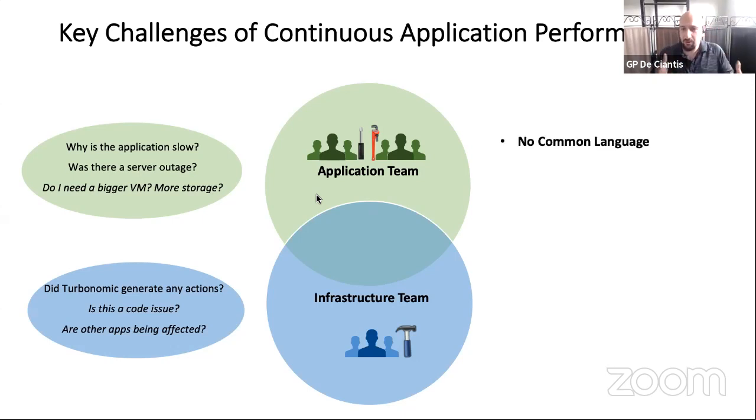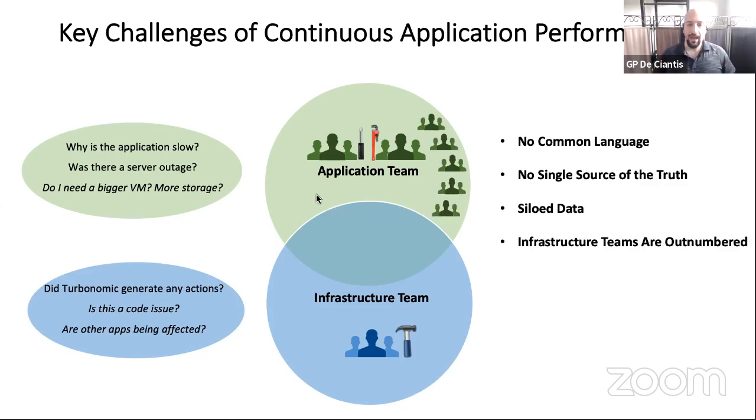So there's no real common language for anyone to communicate across these teams. There's no single source of the truth. The data is siloed. One team has one set of monitoring, the other team has another set of monitoring. They might have Turbo. And at the very least, the infrastructure teams are severely outnumbered. There's tons of application teams that are asking for their attention and asking for this information and understanding what might be causing an issue. So they're swamped.